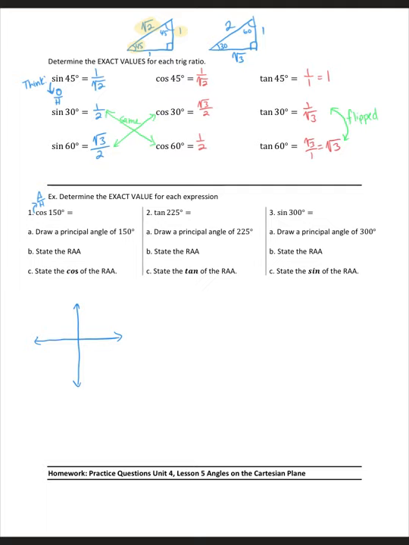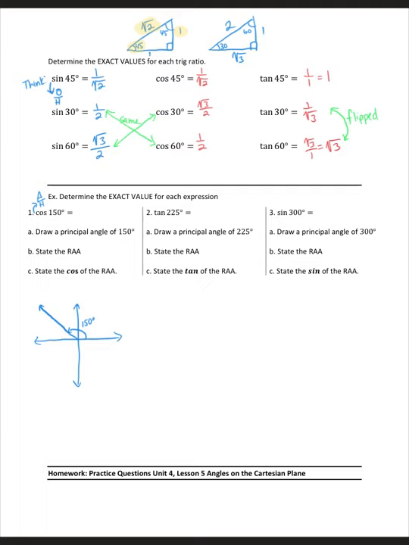So principal angle of 150, we're going to go from 0, 90, not quite to 180, somewhere between 90 and 180. And we'll draw my terminal arm there. So this will be 150 degrees. So that was step one.